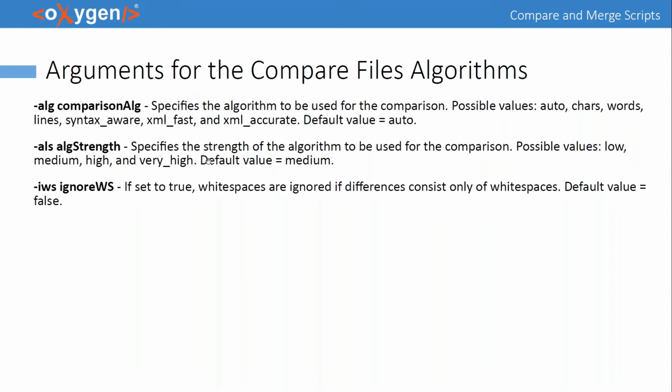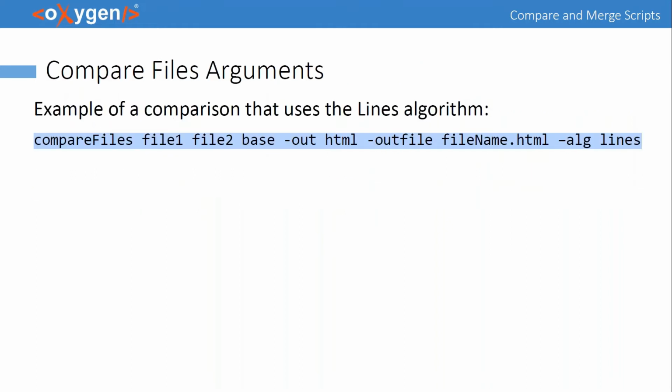You can also ignore some of the changes if you are not interested, for example, in white spaces. This is available for all algorithms. You can ignore the white spaces and just focus on the real differences. And I added here an example that compares the documents against the base and forces also the lines algorithm.